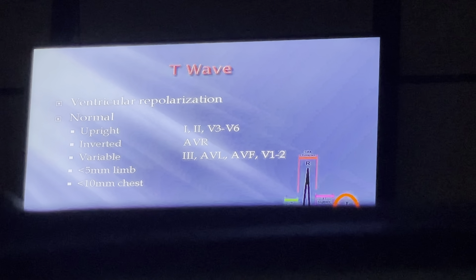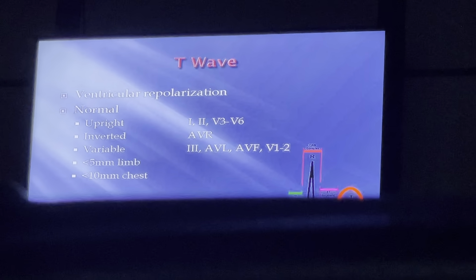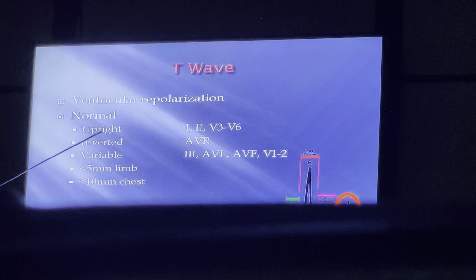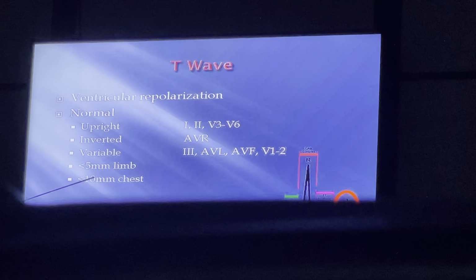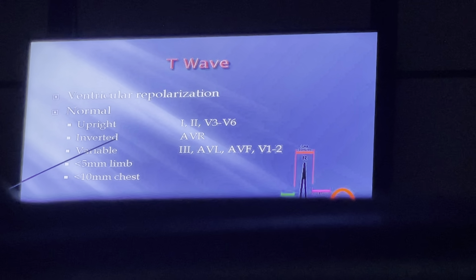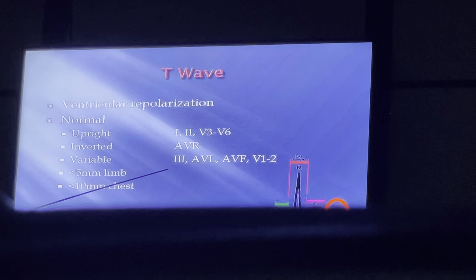Now about the T waves. So T wave is the ventricular repolarization wave. Normally it is upright, less than 5 small scales in limb leads and less than 10 small scales in chest leads, may be inverted in AVR and variable in these leads.